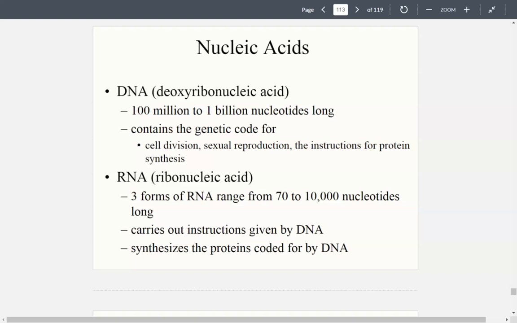RNA, or ribonucleic acid, is, well, there's three basic forms of it, so they range from 7 to 10,000 nucleotides long. And depending on what form we're talking about, they're either going to carry out instructions given by DNA, or they're going to synthesize the proteins coded for by DNA.